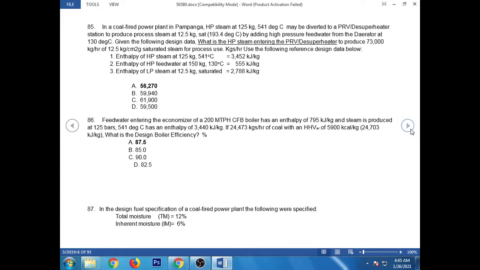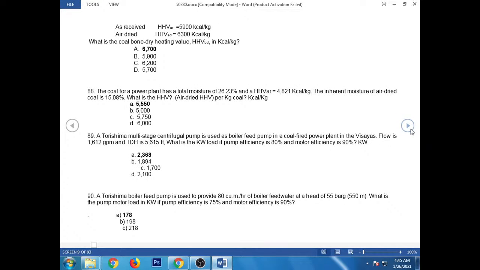Answer: 87.5%. In the design fuel specification of a coal-fired power plant, the following were specified. Total moisture is 12%, inherent moisture is 6%, as received HHV AR is 5,900 kilocalorie per kilogram, air dried HHV AD is equal to 6,300 kilocalorie per kilogram. What is the coal bone dry heating value HHV BD in kilocalorie per kilogram?